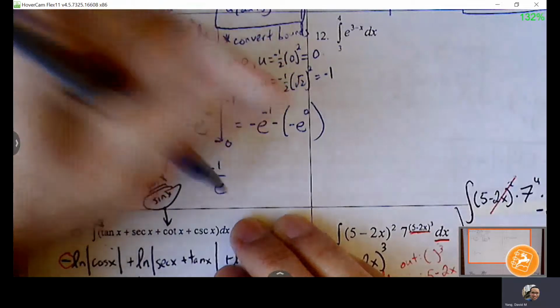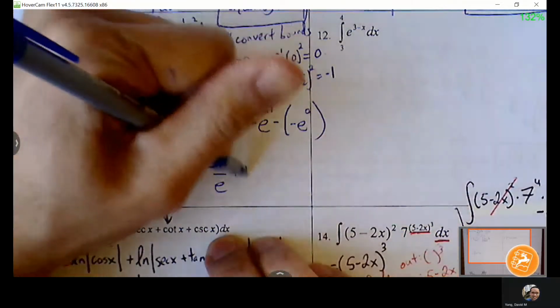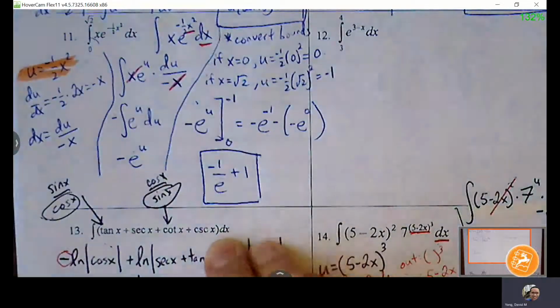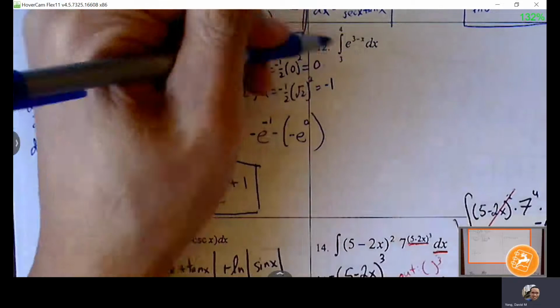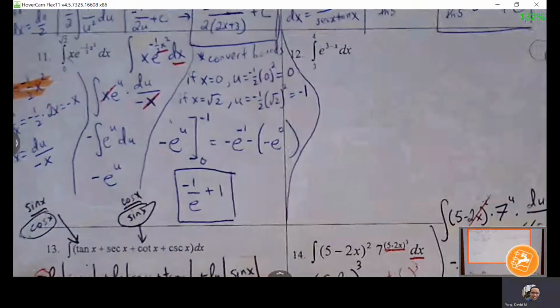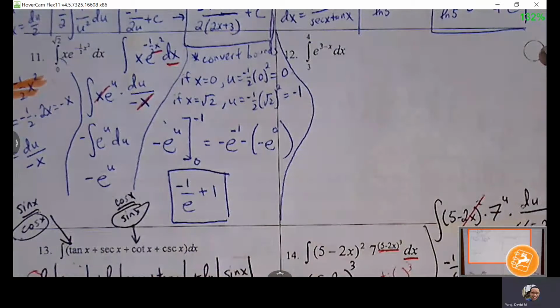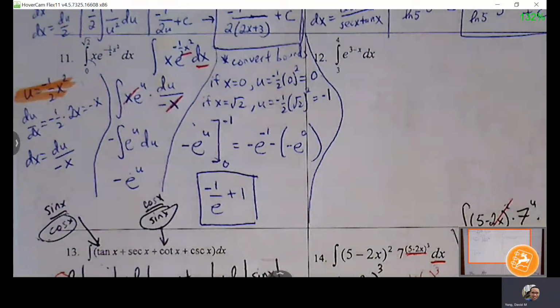So -1 over e is the result here. I have two negatives, which becomes positive. It's a +1. So either method you go through, you should get the same value as what I did. Okay, try number 12, same process. It's a way to practice the u-substitution definite integral process. So try number 12.